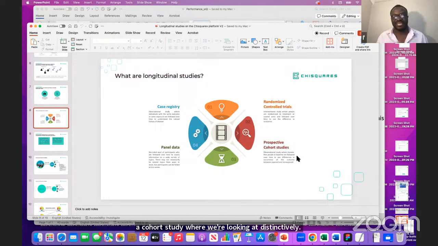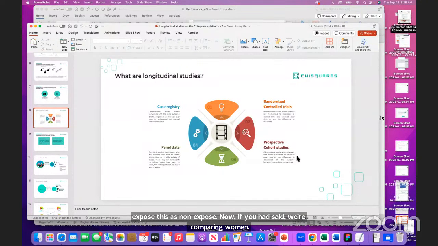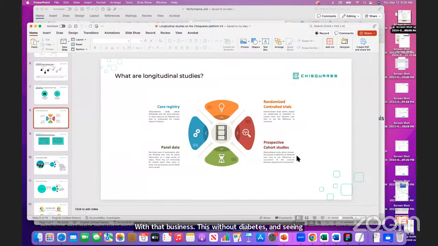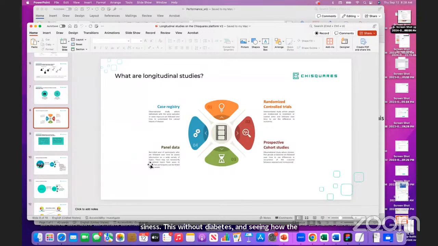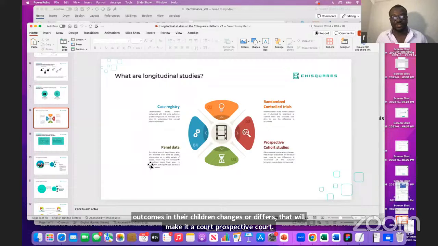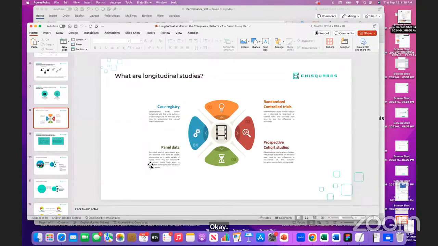Now, if you had said we're comparing pregnant women with diabetes versus those without diabetes and seeing how the outcomes in their children differ, that would make it a cohort, prospective cohort. In this case, you are not necessarily interested in a distinction between the women. You're just interested in all pregnant women, from what I hear from you, right?